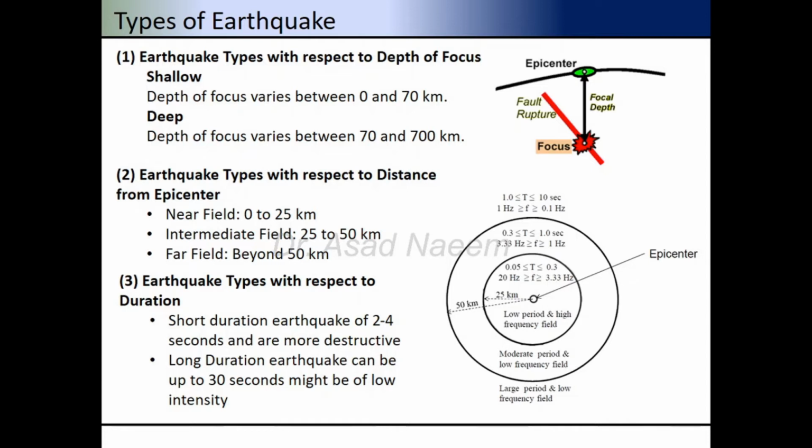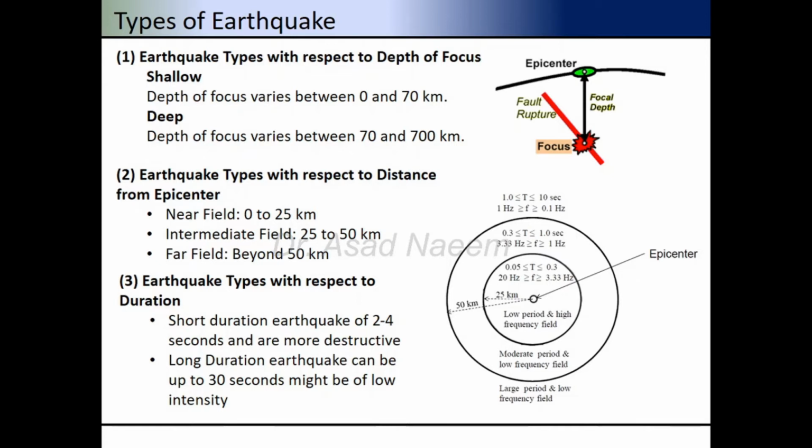They can be classified into near field, where the distance from the epicenter to our area of interest is 0 to 25 km, intermediate field, where the distance from the epicenter is 25 to 50 km, and far field, where the area of interest has a distance of more than 50 km from the epicenter.